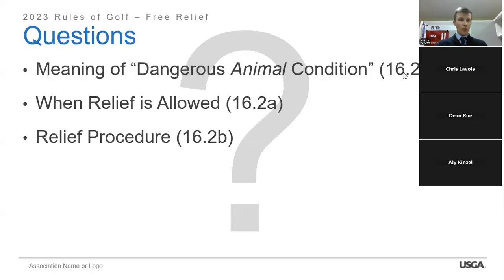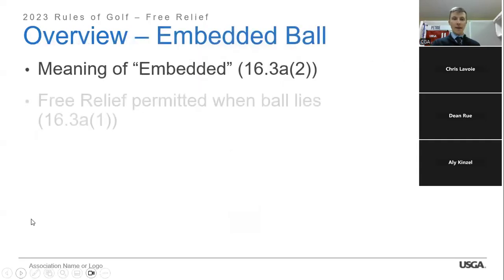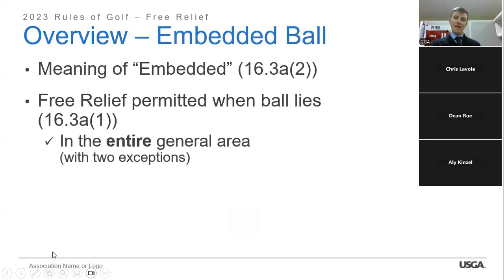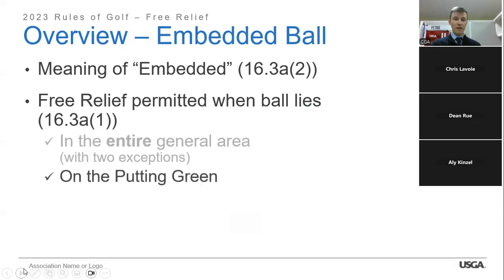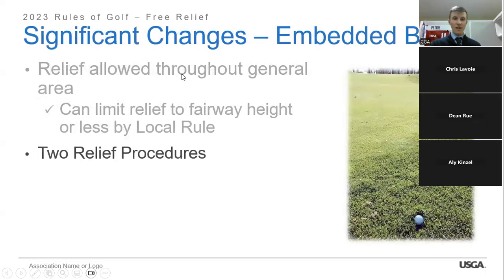Let me see. I think we have one more topic here before we wrap up. Embedded balls. What does it mean to be embedded? When we get free relief, it's going to be in the entire general area on the putting green. And how are we going to take relief? So relief is allowed throughout the general area.